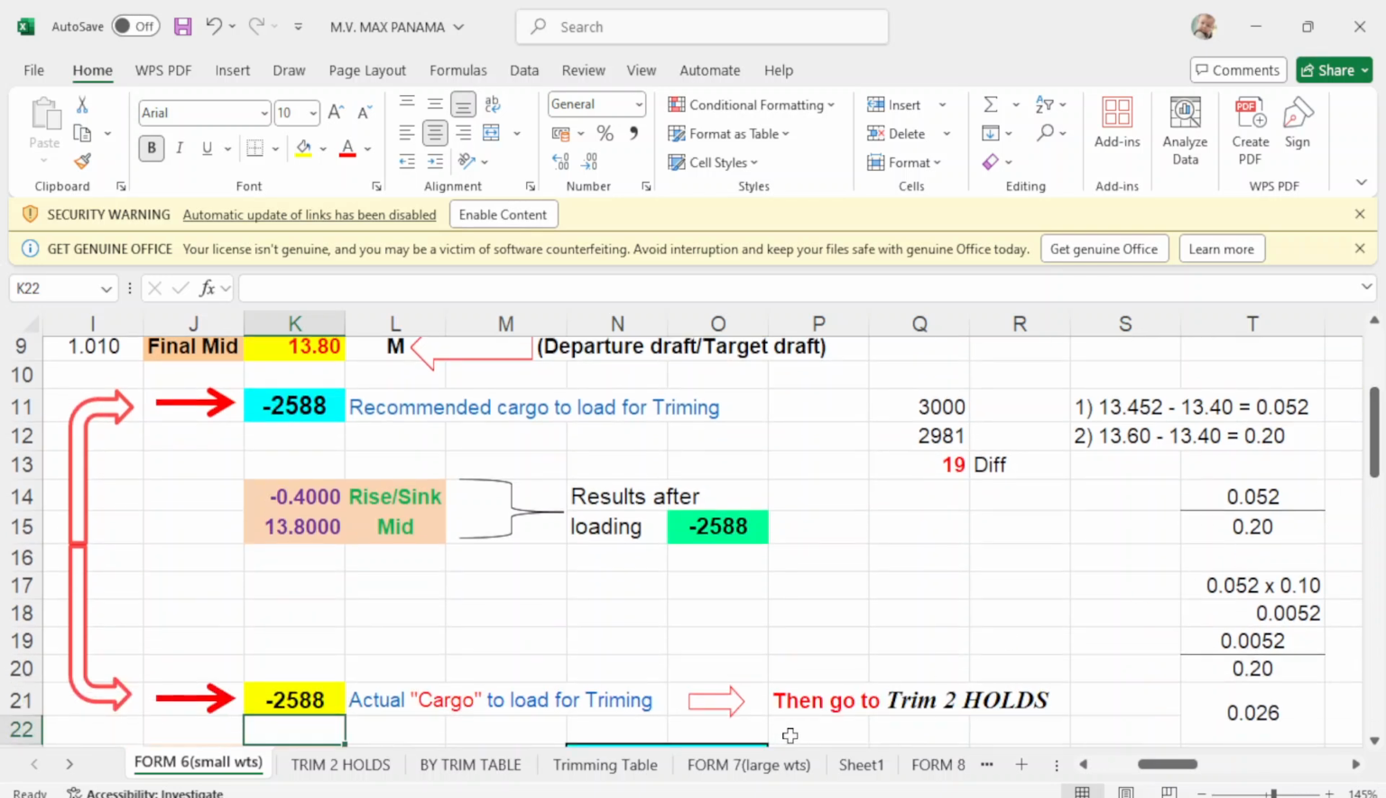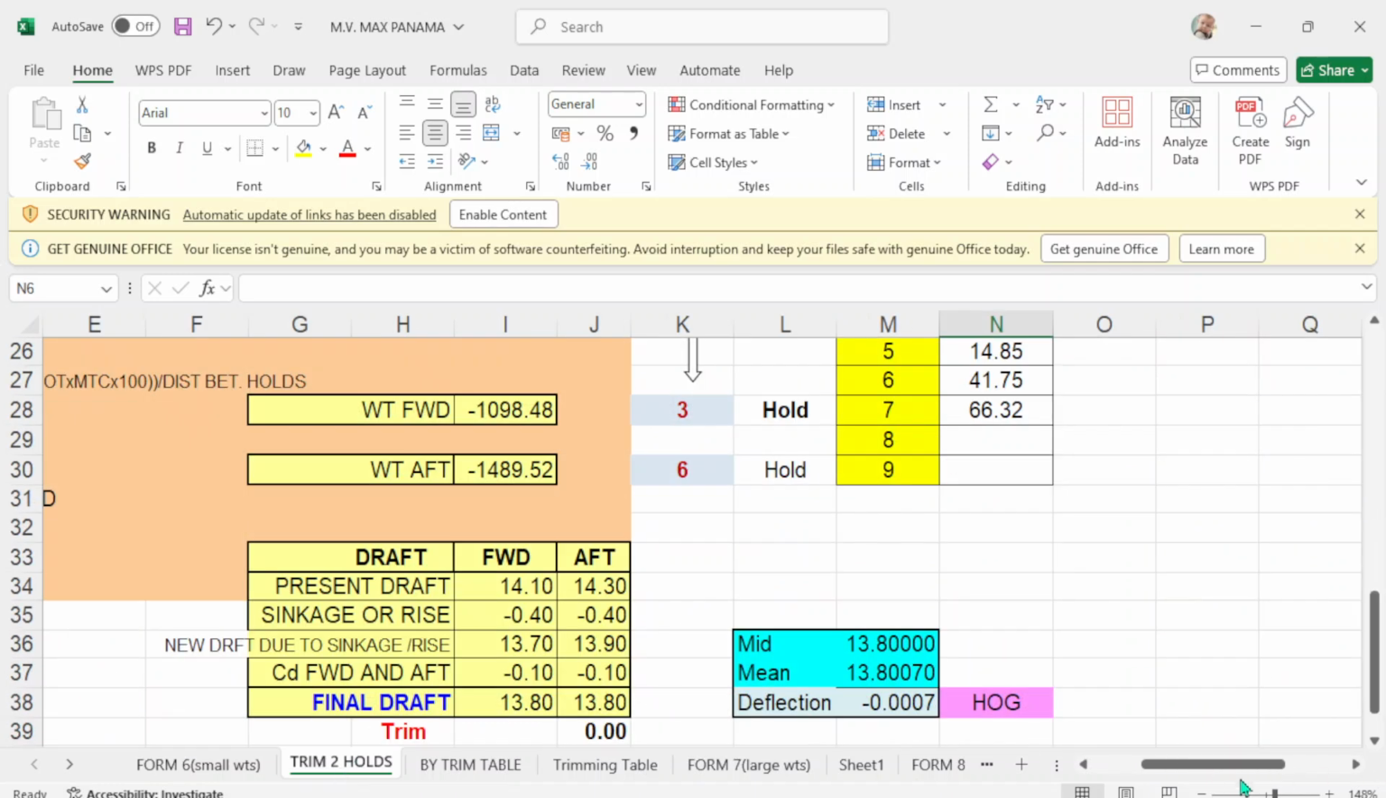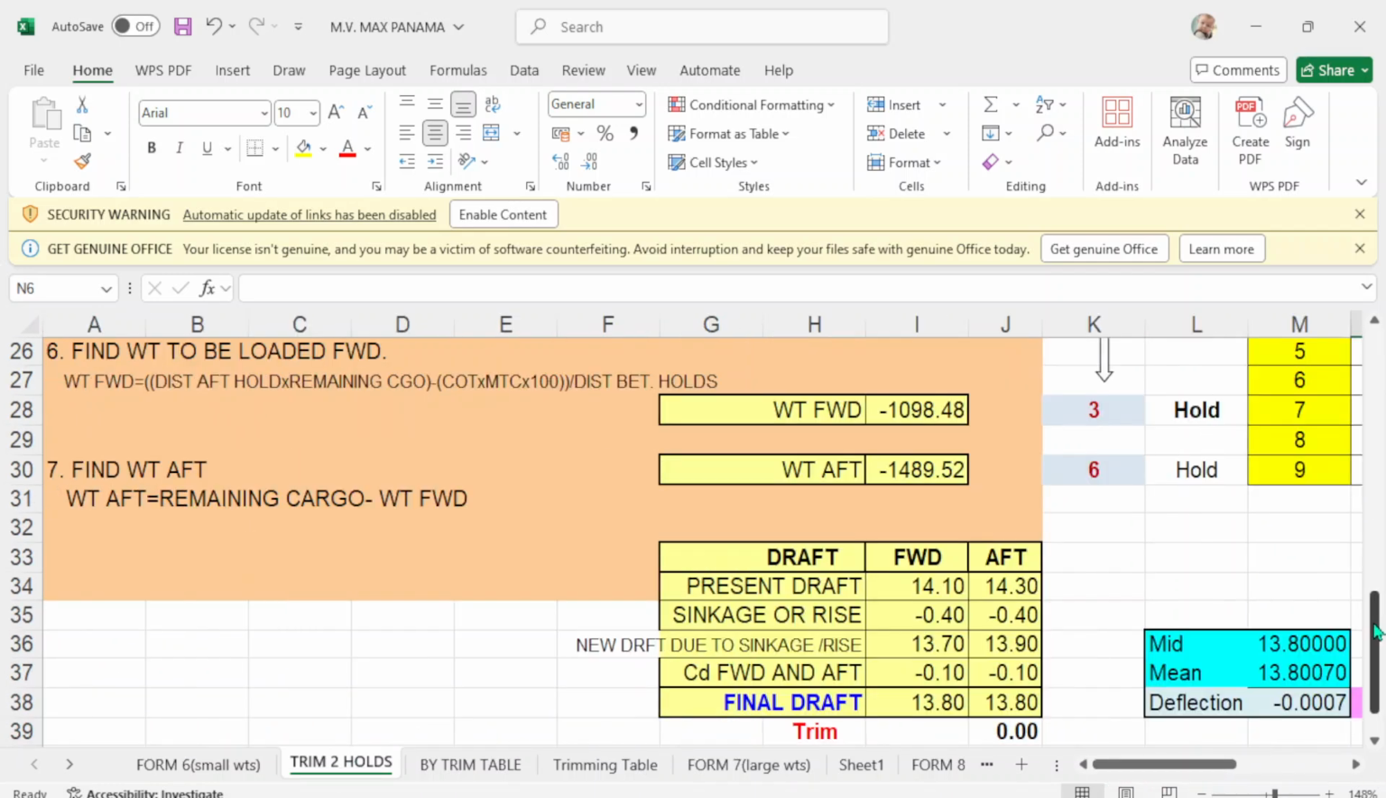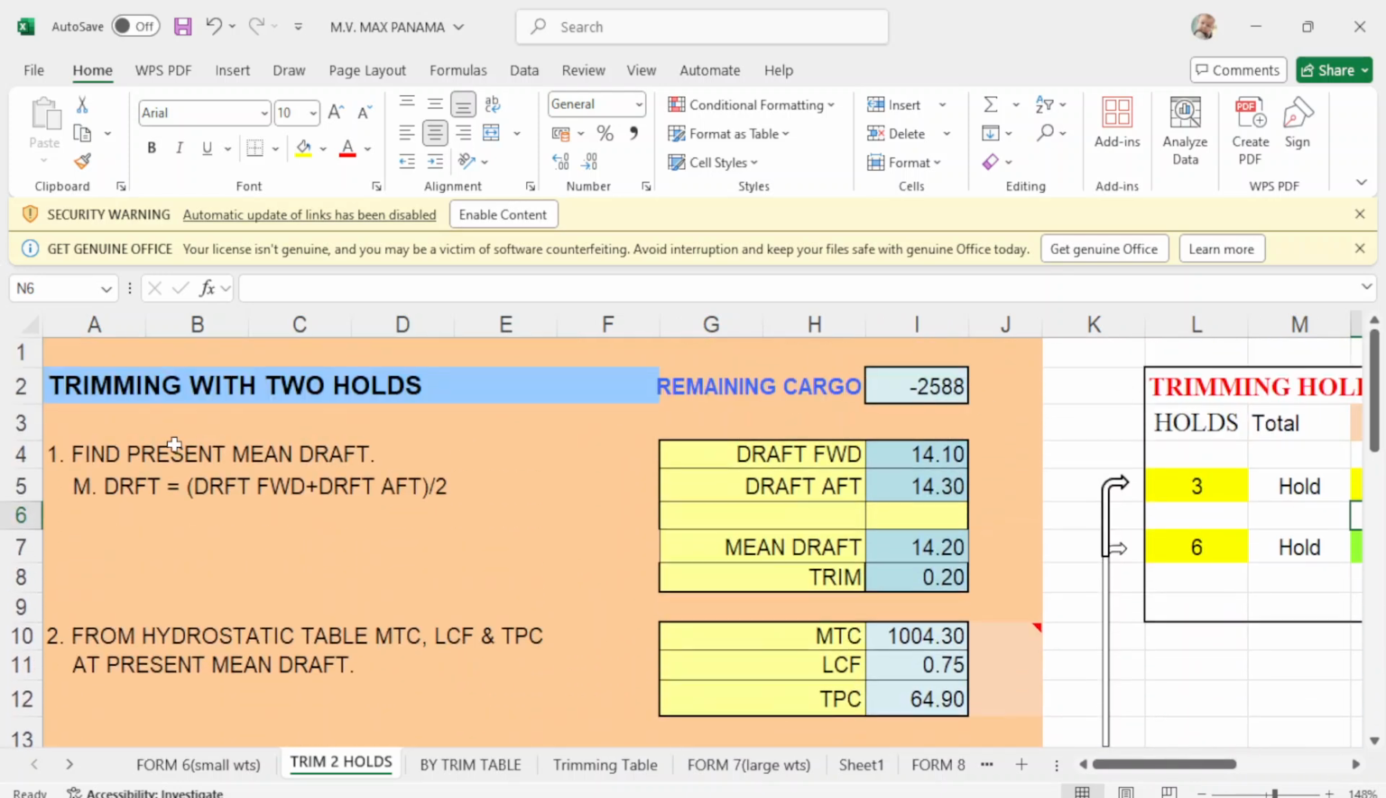Then it says, go to trim holes 2. You go to trim holes 2. Okay. This is the next program, which is trimming with 2 holes. And you have here your total cargo to be discharged of 2,588. This is your initial drop, forward and up. This is your main drop. This is your trim. This is your MTC, LCF, and TPC.